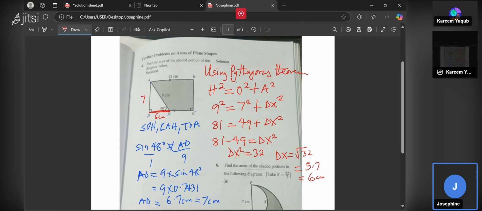That's it. So having known that, we have known all the parameters that we're going to use to find the area of the shaded portion. So I'll clean this now. I'll clean everything.